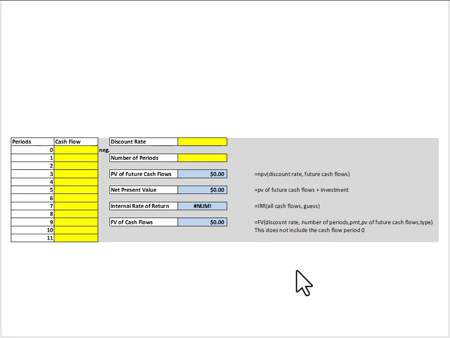Now, this is where it's a little confusing. Net present value is a capital budgeting technique, not the same technique as this. So to find the net present value, you take the present value of the cash flows and you add to it the investment, which remember is always a negative number. For the internal rate of return, you highlight all of the cells that you have, cash flows, including time zero, which is negative, and a guess.